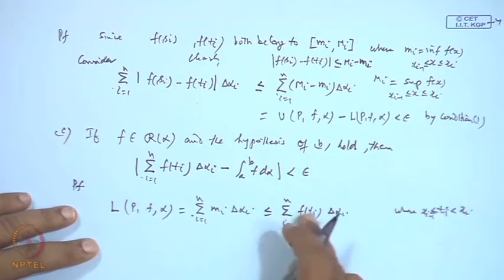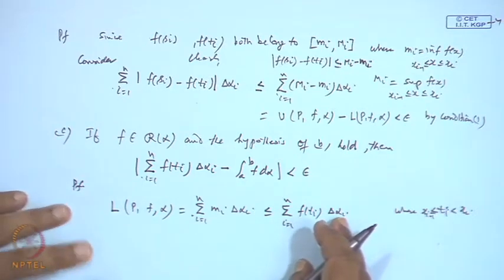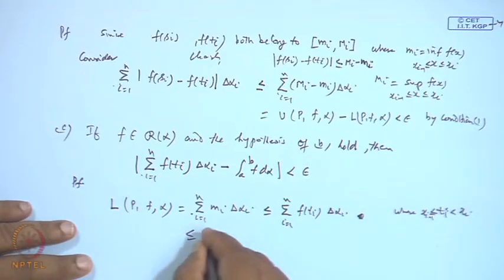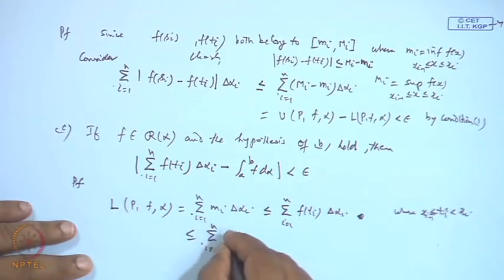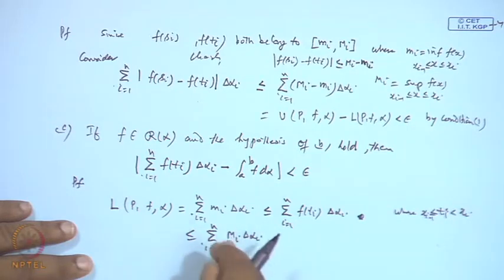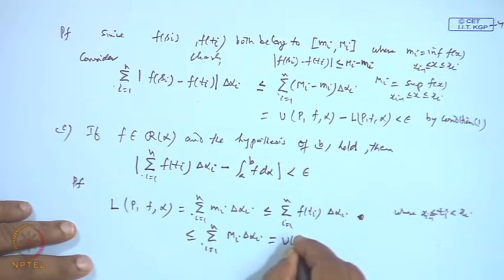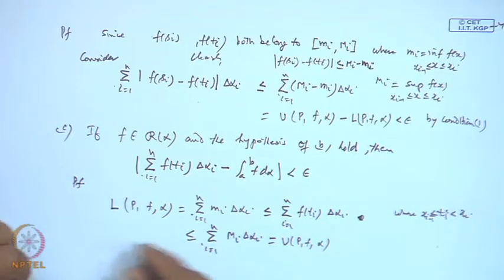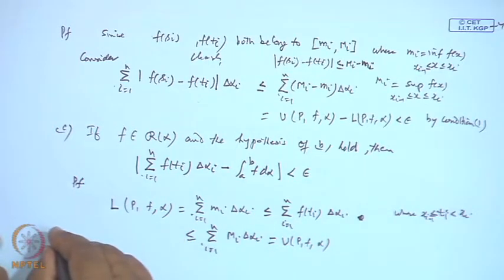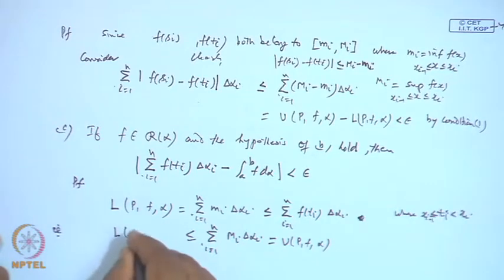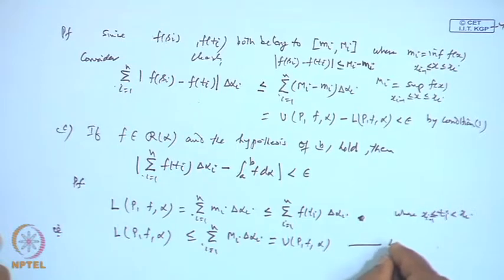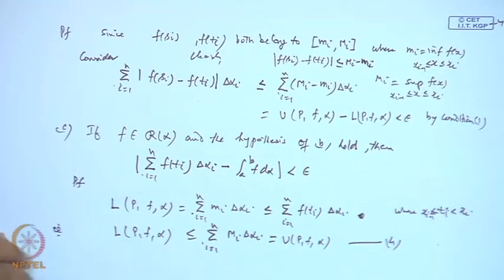But again this value is less than or equal to its maximum value. So, it will be less than or equal to sigma, i is 1 to n, M_i delta alpha_i, because this is the supremum value of this function, and which is nothing but what, the upper sum of the function f with respect to alpha over the partition P. So, this is the one result. So, this shows that the lower sum of f with respect to alpha satisfies this condition, let it be 4.